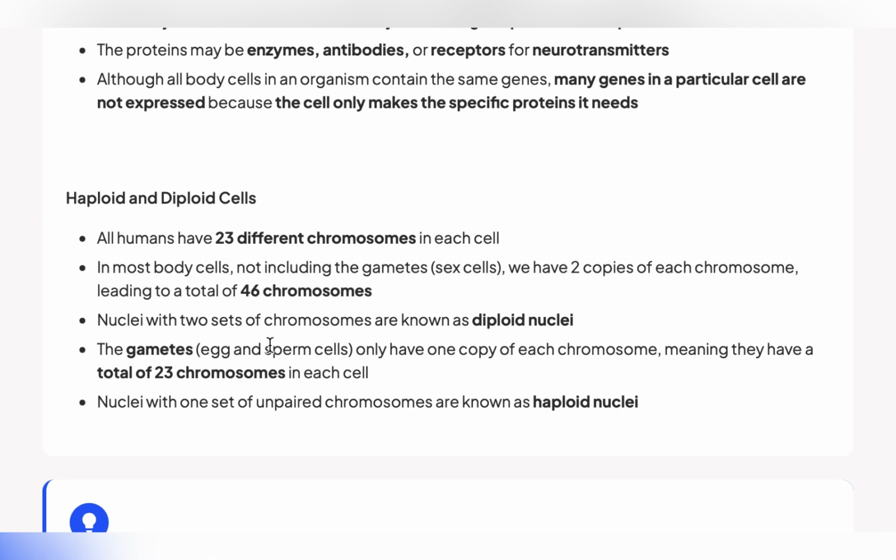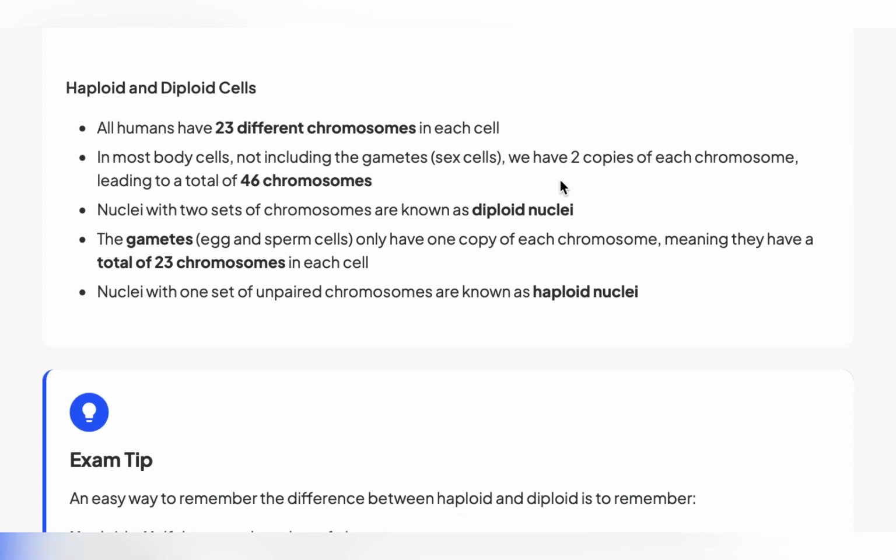Most body cells, not including the gamete sex cells, have 2 copies of each chromosome, like we already said: one on one side, the other on the other side. This leads to a total of 46 chromosomes. We already established this. Nuclei with 2 sets of chromosomes are known as diploid nuclei. Nuclei is the plural of nucleus.